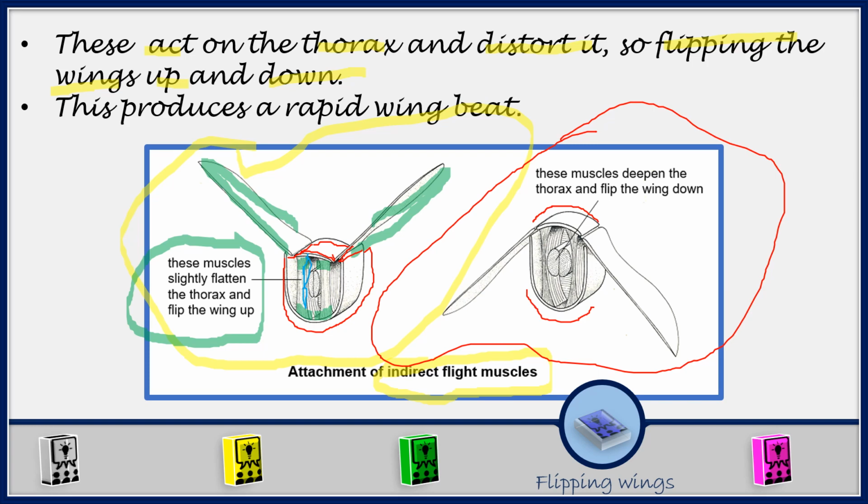This produces a rapid wing beat. Now, the indirect flight muscles are used for small insects, which can flip the wings rapidly. The wing beats that are very rapid are the ones that use the indirect flight muscles. Indirect flight muscles are not directly attached to the wings. They are attached to the roof of the thoracic segments and at the bottom of the thoracic segments.